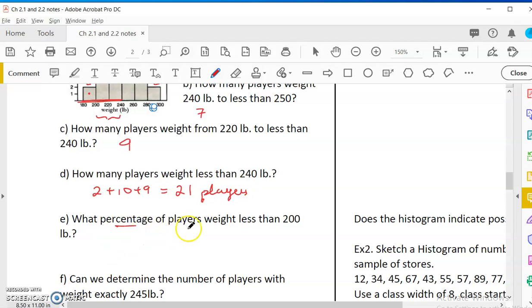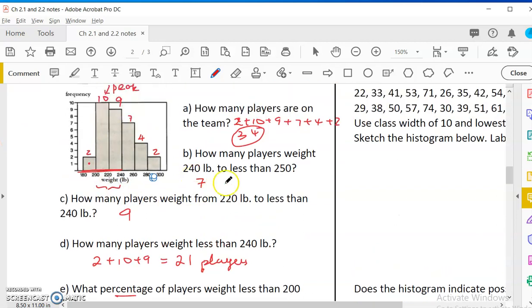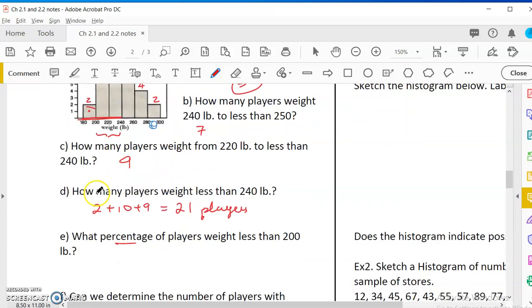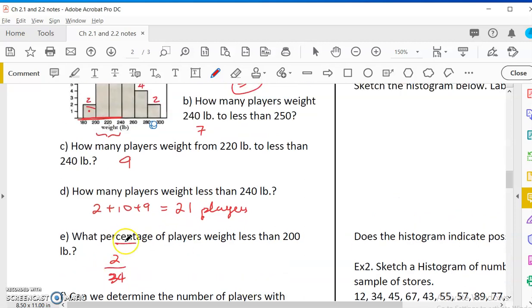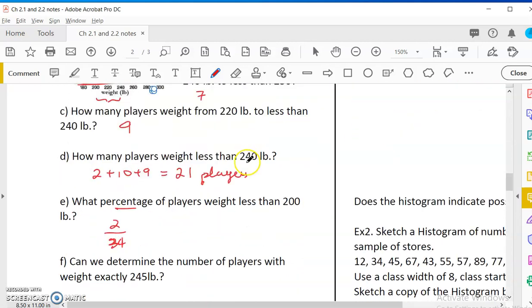What percentage of players are less than 200 pounds? Okay. How many less than 200 pounds? So 200 is in this range. Below 200 would be here. So only 2, right? Only 2. But I want to know the percentage, not the number. So 2 out of 34, because 34 is the total, right? Because we see the number of players here, the total is 34. So it should be 2 out of 34.